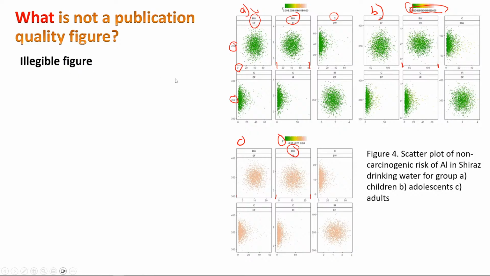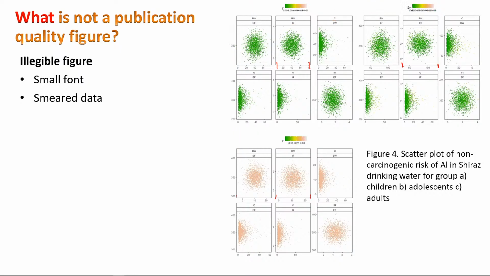So first of all, it's an illegible figure. I cannot read it. Small font, smear data. Here you have almost everything in a small font. You have smear data here. So here, small font, smear data. That's an example of smear data.